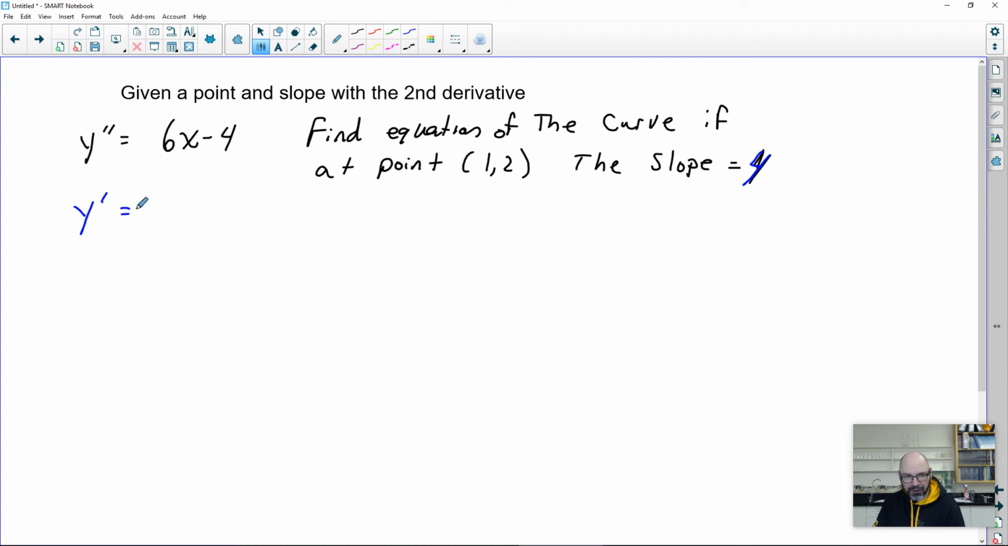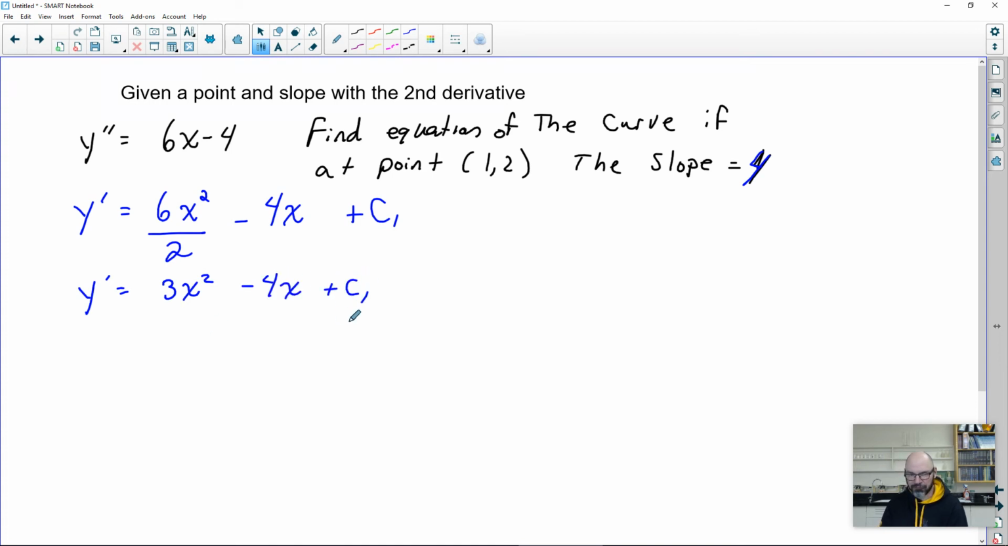So y prime is going to be the antiderivative of this. So 6x, add 1 to the exponent, so x squared over 2, minus 4x plus c1. Okay, now we're going to simplify it down to 3x squared minus 4x plus c1. Okay, now to find c1, we're going to put the slope in at x equal 1. Slope is 4 at x equal 1.